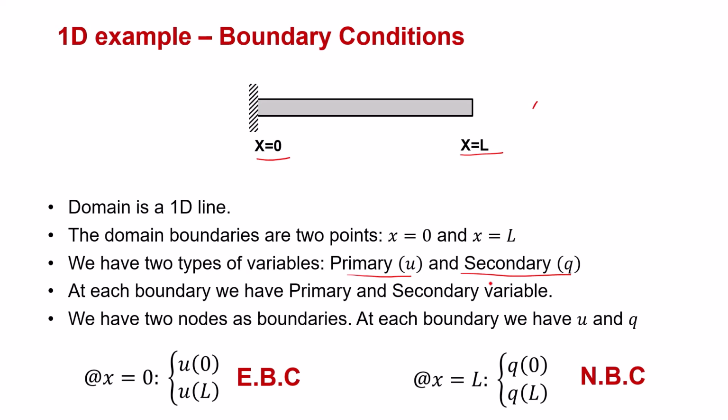At the left end, the rod is fixed, so displacement is known and it is equal to 0. That is the essential boundary condition or EBC. At the right end, there is no external force. So this means that q(L) is equal to 0 at the right end. That is the natural boundary condition or NBC. So this 1D problem is completely defined just by the two boundary nodes, a key reason why the boundary element method focuses only on the boundaries rather than the entire domain.